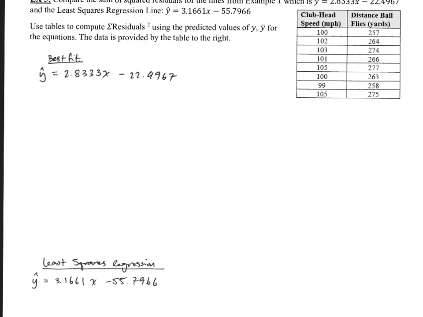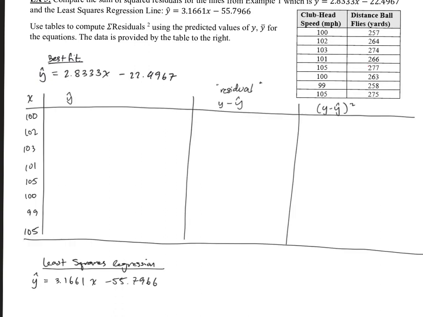So let's set this up. Alright, so I went ahead and set this up. So we have our x data values, which are given right here, the club head speed. Then we're going to use those, plug them into our equation to find the matching y hat value. Then we'll find the residual, which will be my y values, which were the observed, minus the predicted values, y hat. After that, we'll take the square of what we found in this column.